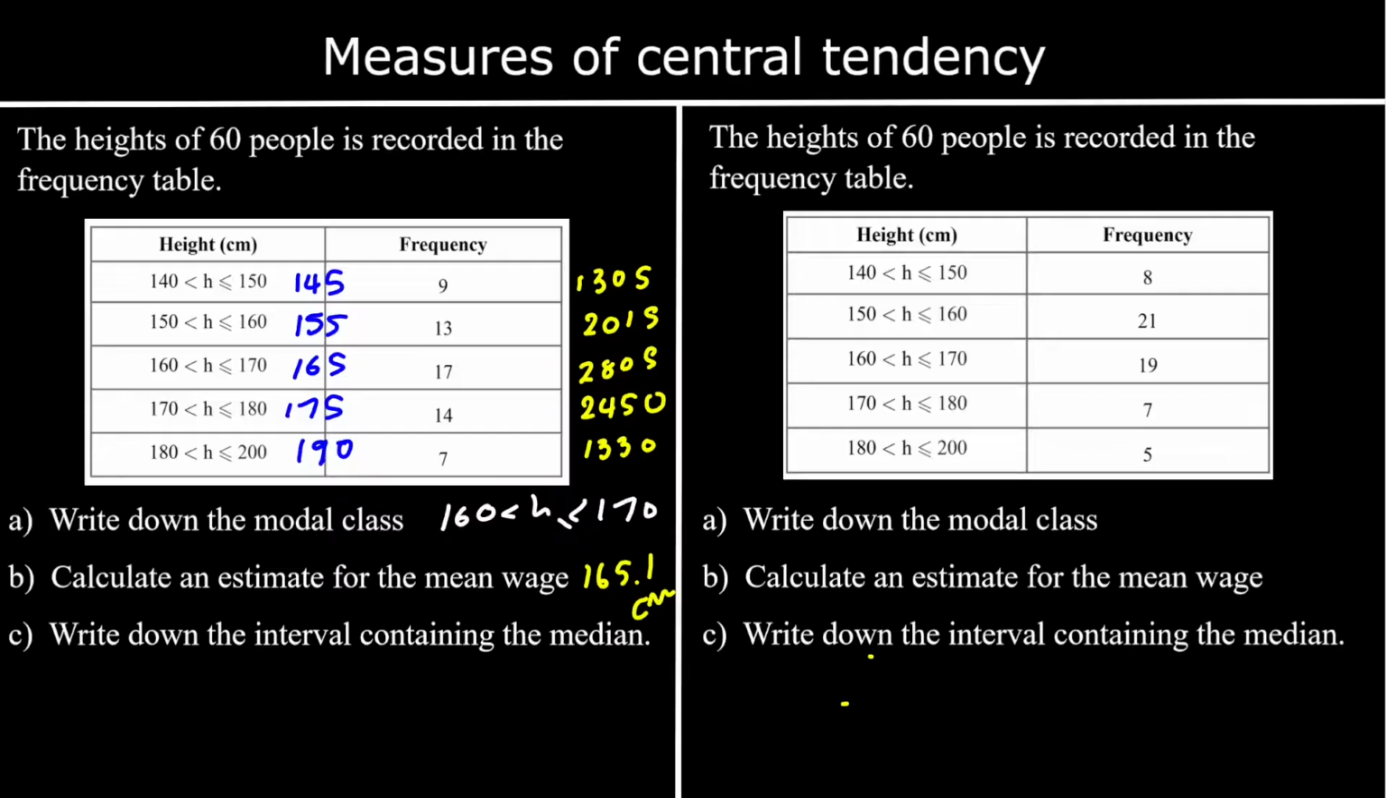Write down the interval containing the median. So where is the middle number? If we've got 60 people, we're looking for halfway, which is going to be 30. So we've got 9 in the first group, then 13 in the second group. So up to 160 centimeters, we've got 22 people. And then the 30th is going to be in the next group. So that will be up to 39 by 170. So the 30th person is going to be in the 160 to 170 group.